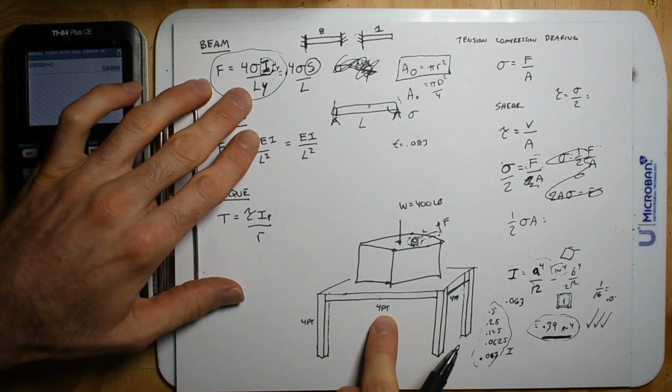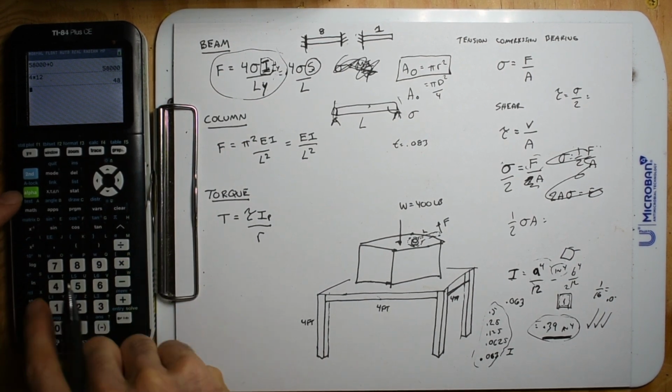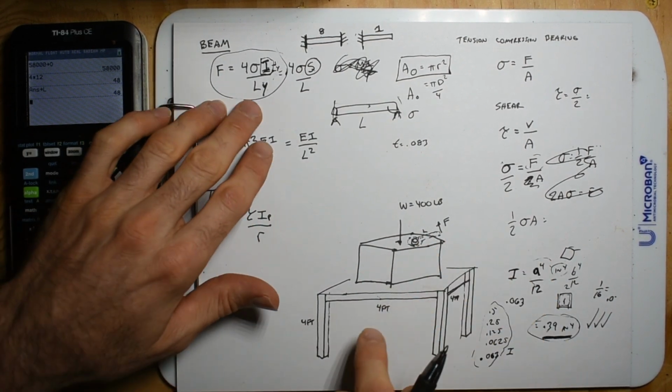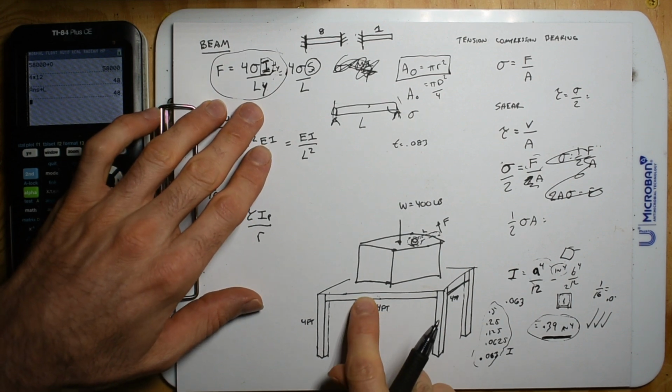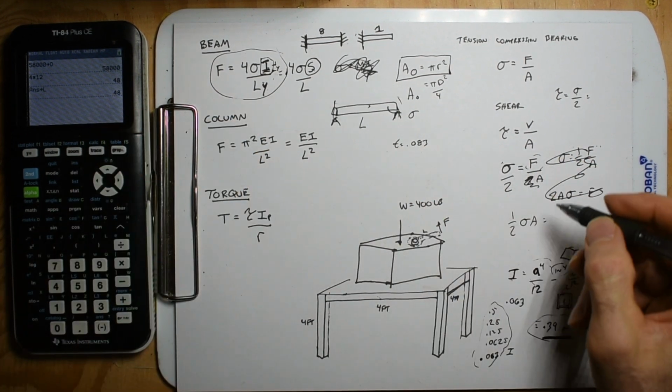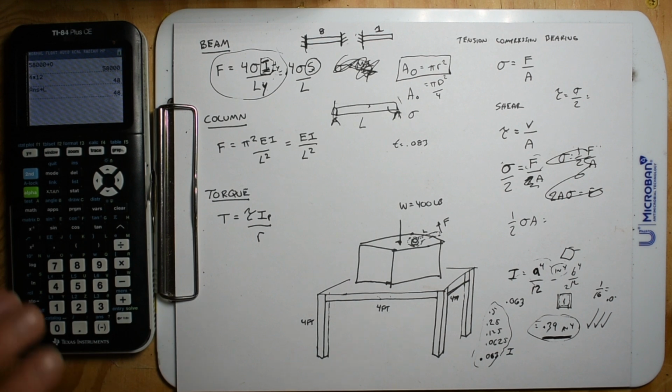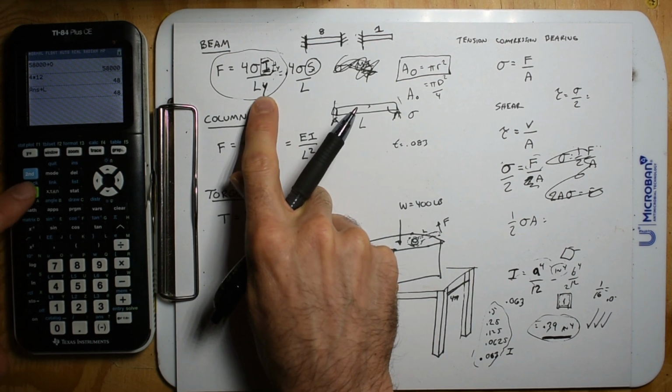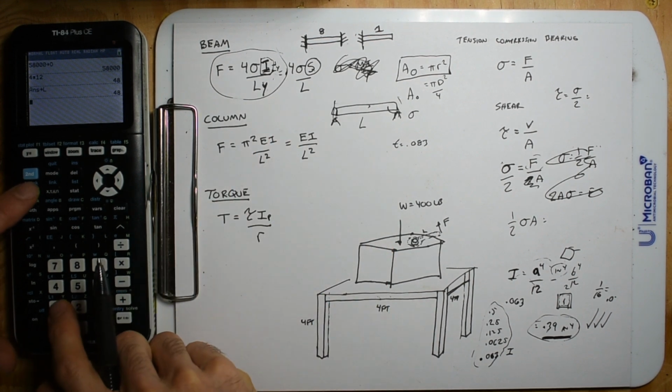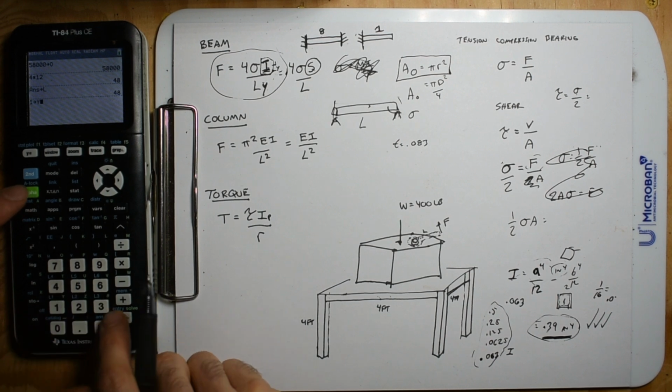What do we want to find? This is 4 feet, so we're going to go 4 times 12, stored as alpha L, so all our units are matching. This Y is half the height. That's just 1. If we're working with 2-inch steel, it's 1. But I definitely need to check on reality. So we're going to go 1 stored as alpha Y.